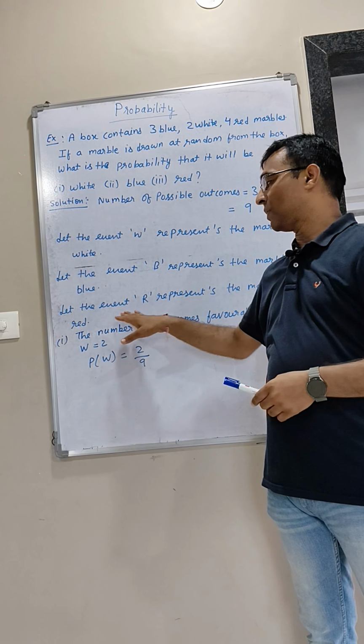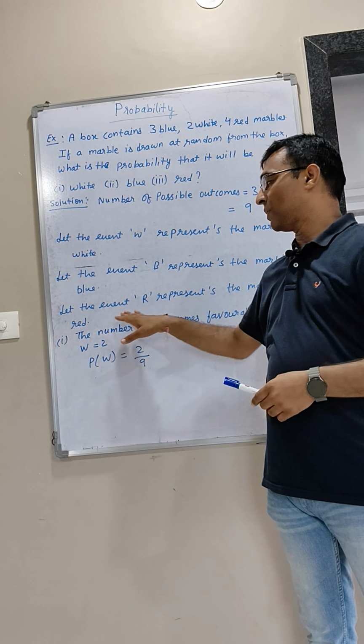Now calculating the first probability, that a ball drawn is white: the number of favorable outcomes to the event is 2, as the number of white marbles is 2, which is given in the question. Probability, if we apply the formula, we will get 2 upon 9.